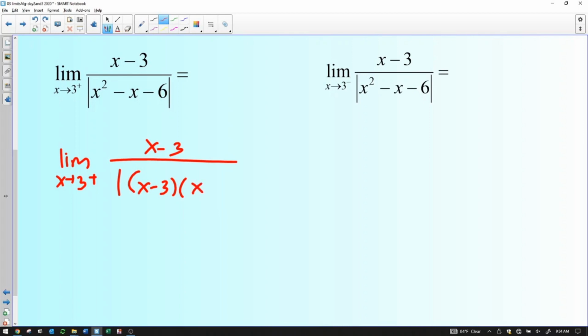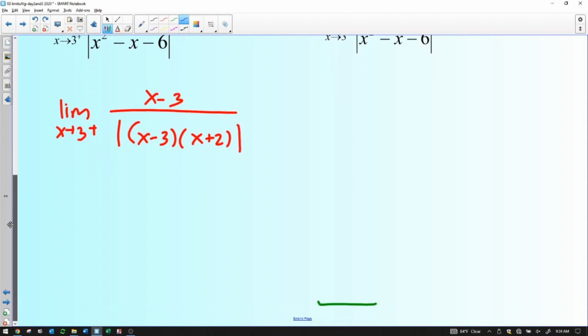I'm going to factor the bottom down here. So go ahead and factor the bottom. Do not cancel at this point. You cannot cancel because of these absolute values. Absolute values change the sign. They play with the sign, so you can't just cancel.